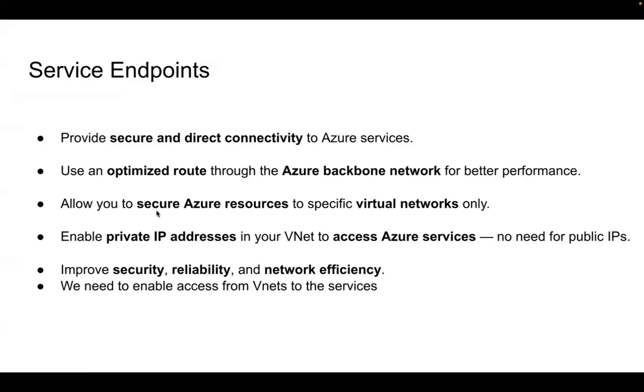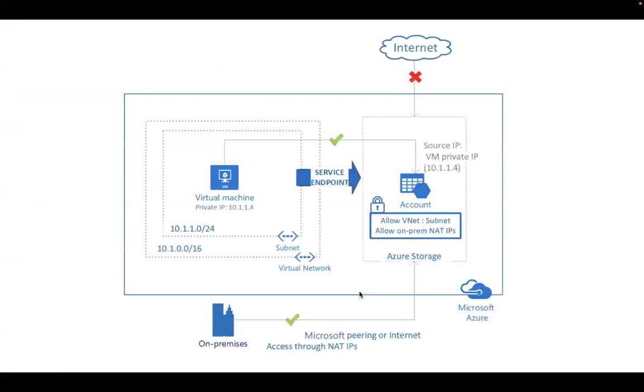and it will allow you to secure Azure resources to specified virtual networks only. So not all Azure resources will be able to access, only a specific subnet and virtual network will be able to access this resource. That kind of facility will be given by service endpoints. And it will enable private IP addresses in your VNet to access Azure services. No need for public IPs. So it improves security, reliability, and network efficiency. We need to enable access from VNets to this service. So that's how it works.